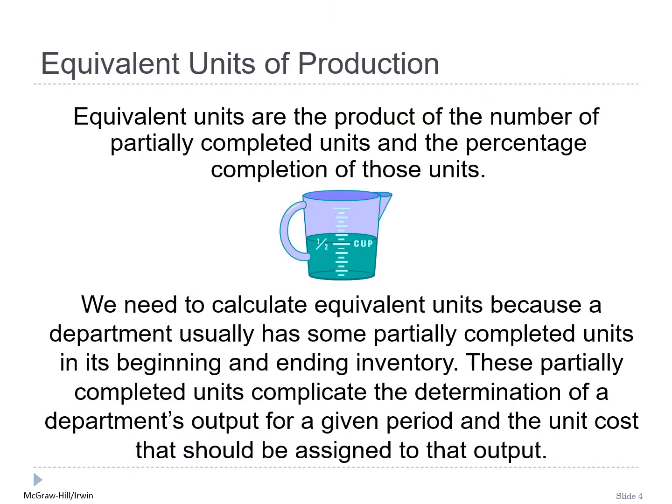Like I said in the previous slide, the cost of production report is divided into two parts. The first is the discussion or computation for the units to account for. The second portion is the units as accounted for. In the units as accounted for, that is where we compute what we call the equivalent units of production.